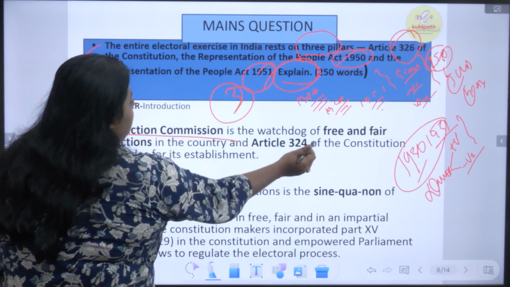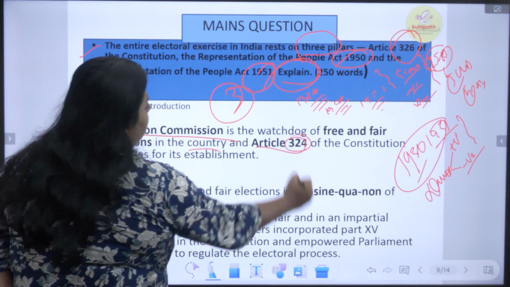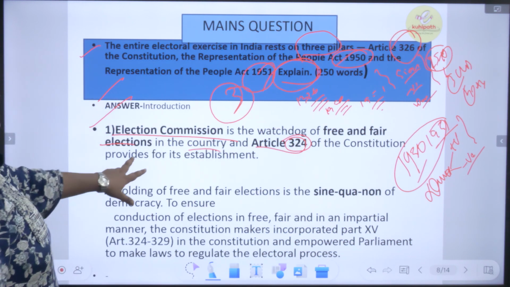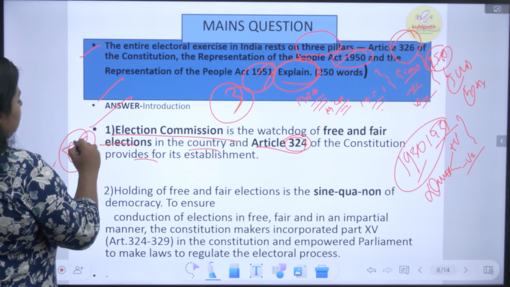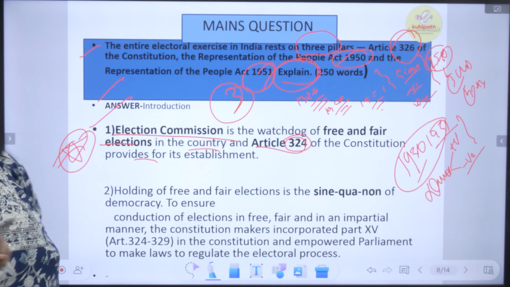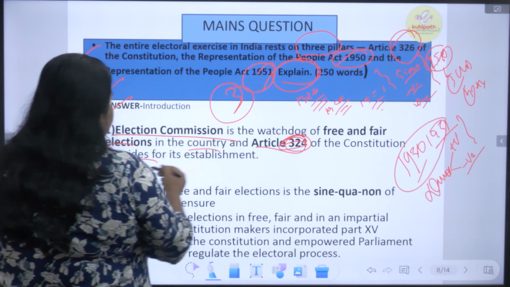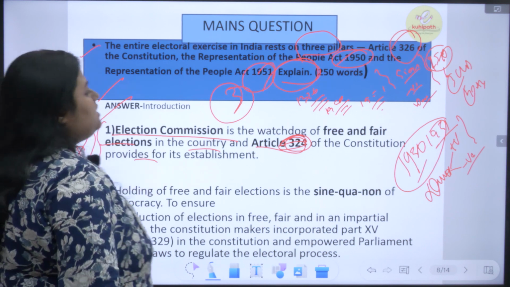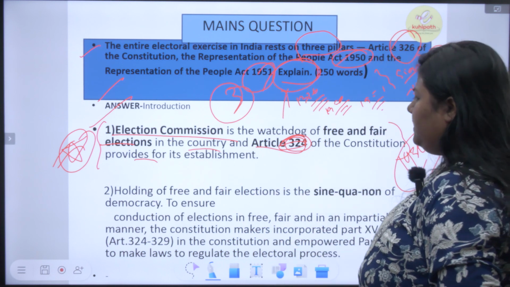Election Commission of India is a watchdog of free and fair elections in the country, and Article 324 of the Constitution provides for its establishment. Fine. I said at the beginning of the first lecture that this is a very apt introduction that we can use, because we are including an article also in it, right? And it is a very crisp beginning to your answer, it gives the idea that you know about the question that is being asked, right?